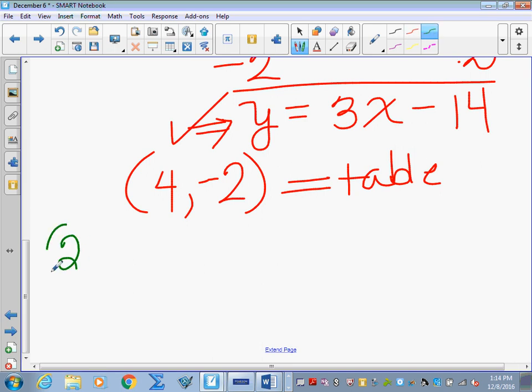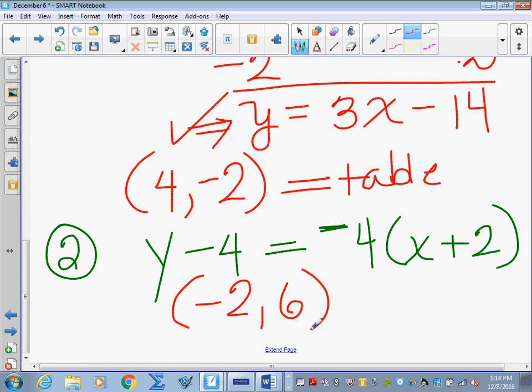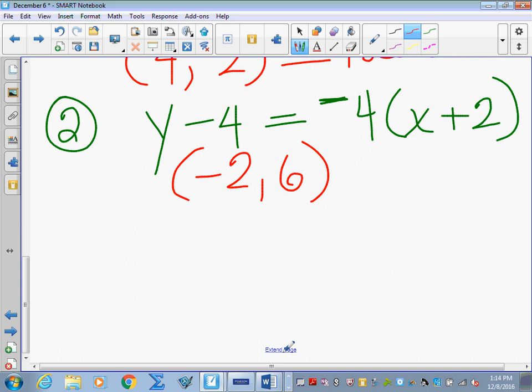So let's do another one. Same setup. This time I'm going to give you the equation in point slope form. So everybody write this down. Okay, so here's my equation in point slope form, and here's my point that I want this parallel line to go through. Okay, so I want to write an equation that is parallel, and I'm going to put the equation in slope-intercept form like I just did in example 1.